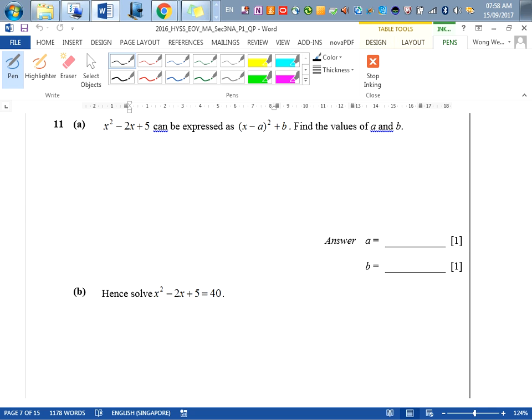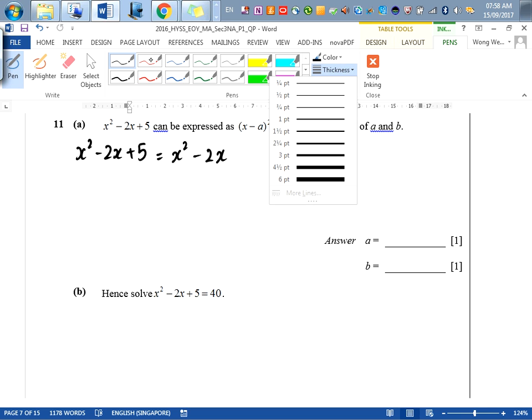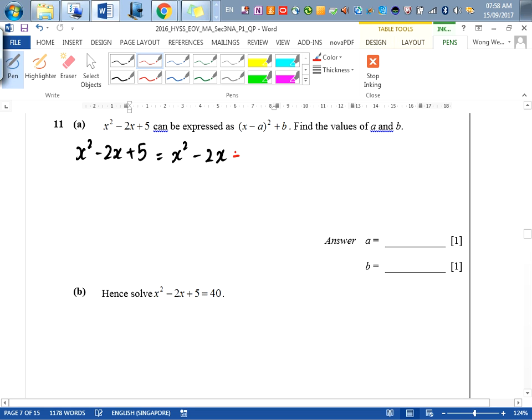Okay, so first part, let me just copy down the first part of the question. X squared minus 2x plus 5. The x squared term, I don't need to do anything to it, just copy it down. X squared. Then I copy down the minus 2x. Okay, at this point in time, I need to add in a special number. What is this number?